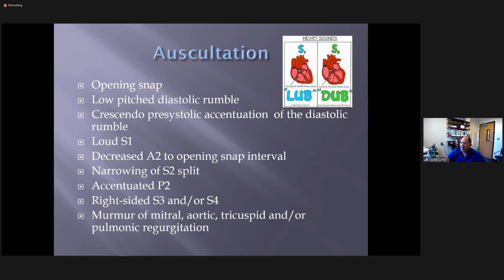Okay, so here's a couple new terms. We have crescendo, pre-systolic accentuation of the diastolic rumble. What does that mean? In music, a crescendo is what? Getting louder. Decrescendo is getting quieter. Keep those terms in mind. So this is a crescendo, getting louder, pre-systolic, so it's at the end of diastole, before systole. It's an accentuated diastolic rumble.